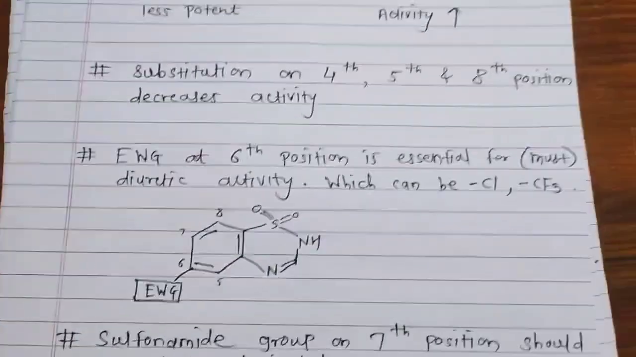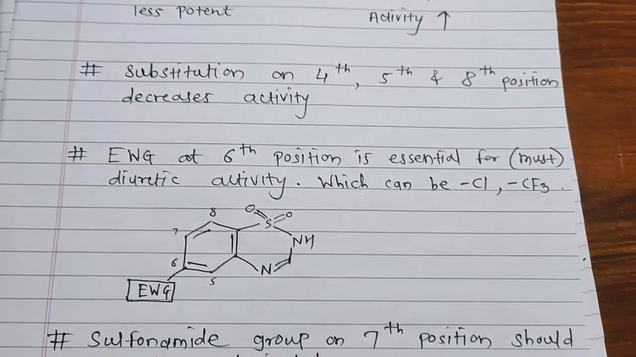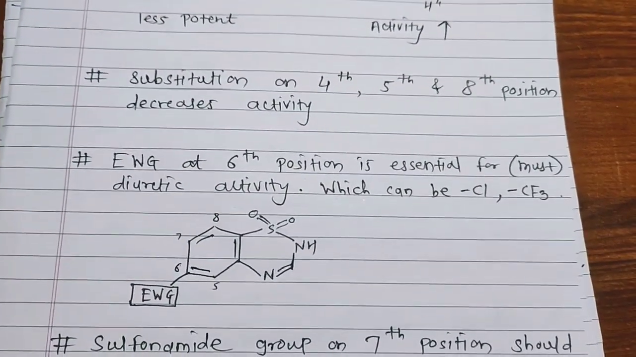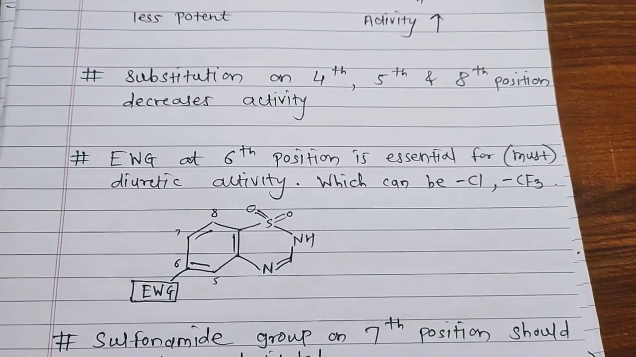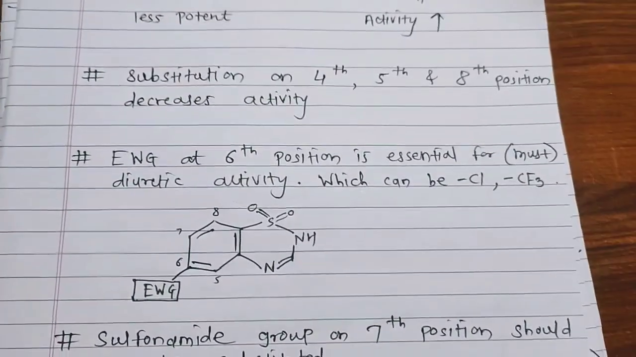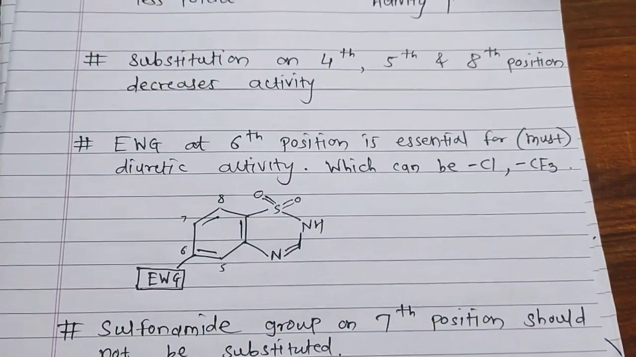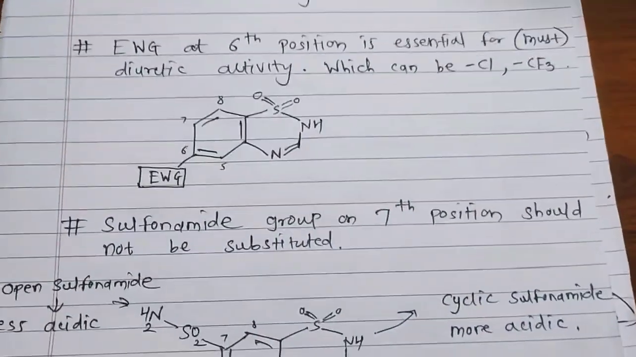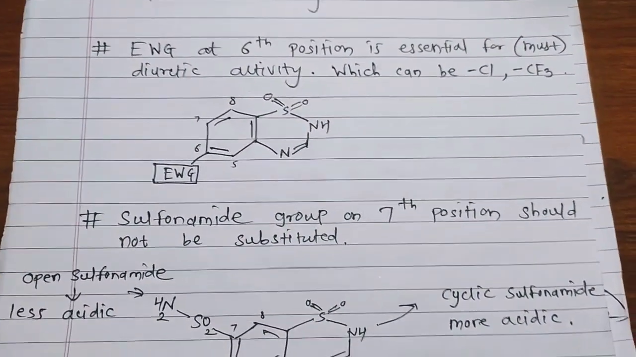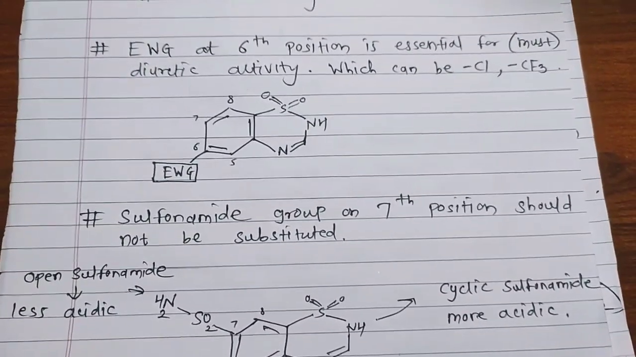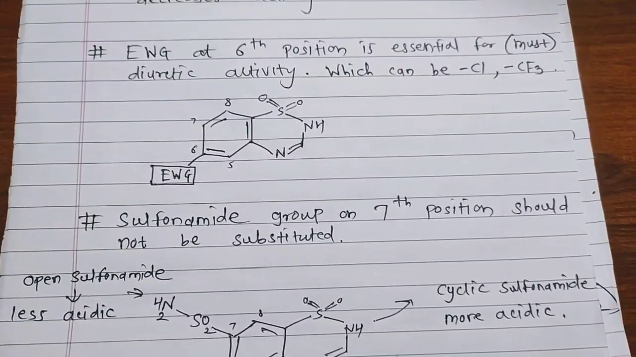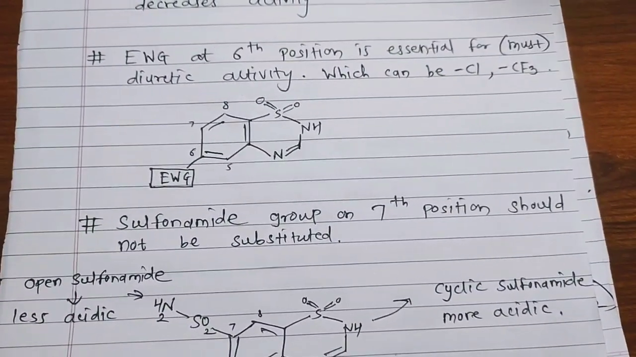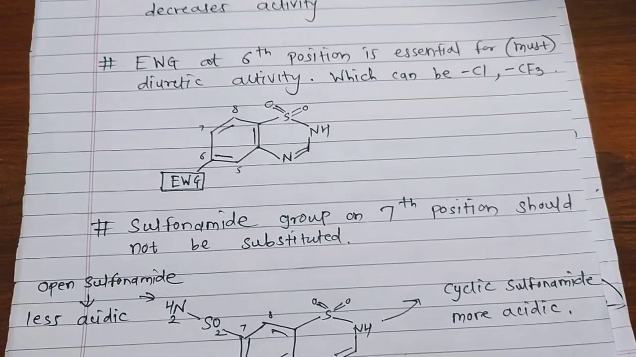Next position, that is the fourth position and fifth position, and also the eighth position. If we substitute anything on this fourth, fifth, or eighth position, the activity of diuretics will decrease. Moving on to position number 6, we have to remember that on position number 6 there is always the presence of an electron withdrawing group. That electron withdrawing group can be a chlorine or a methyl trifluoride.